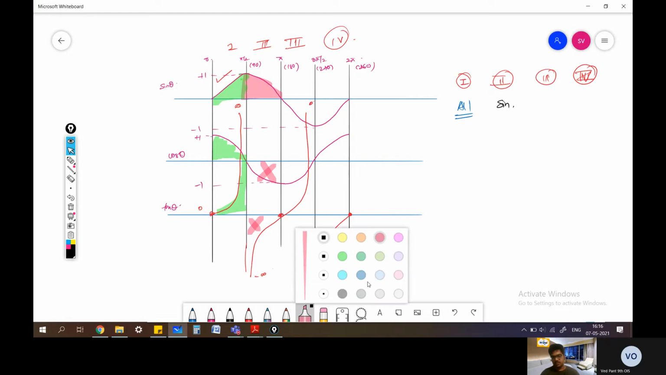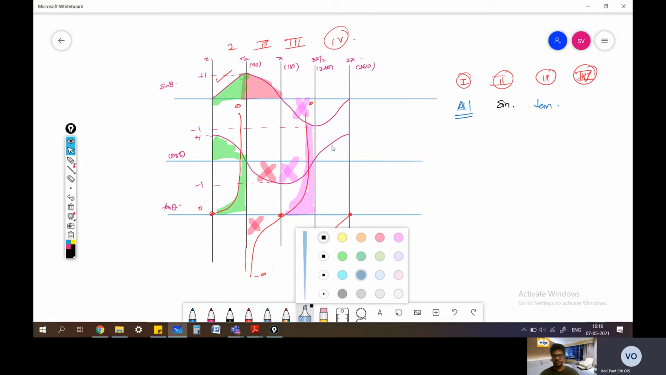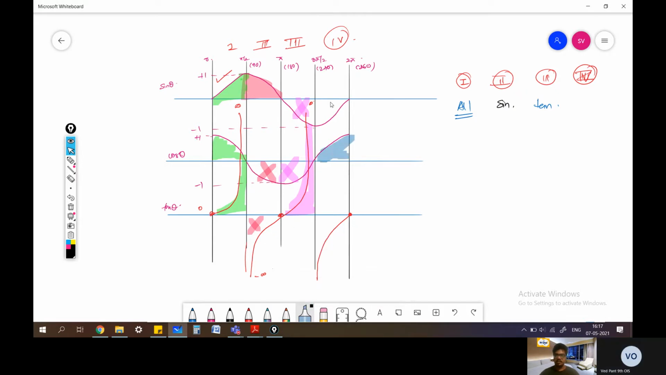Okay, now for the next one, only tan is positive, no? Can you repeat that for the third one? Only tan is positive. So it's tan, right? And the last one, only cos is positive, and both are negative. Yeah.